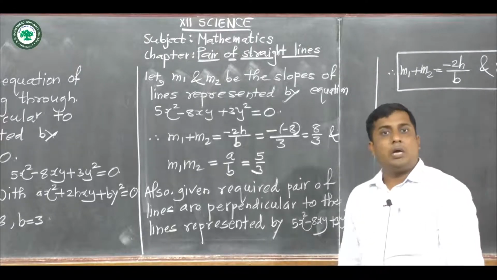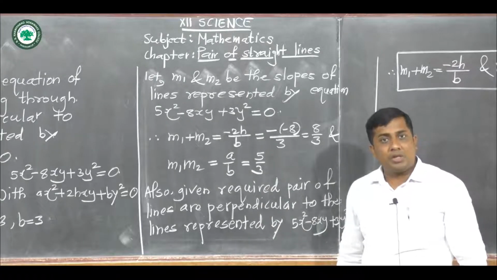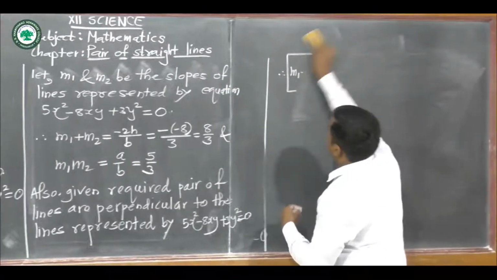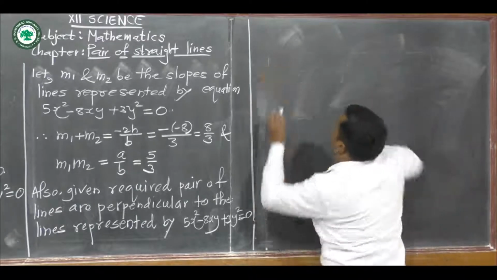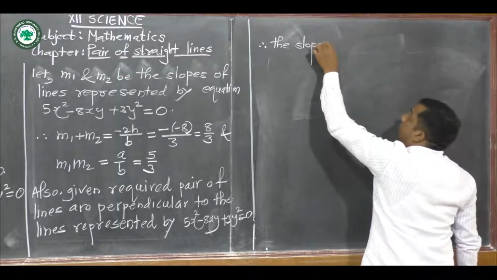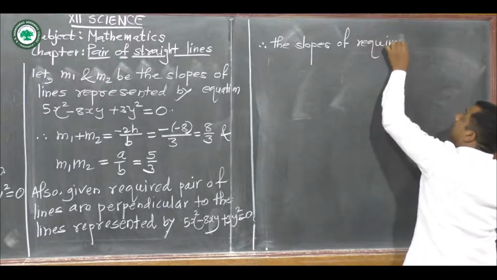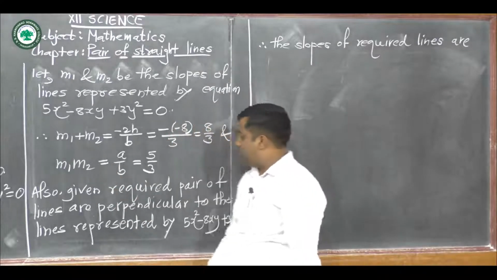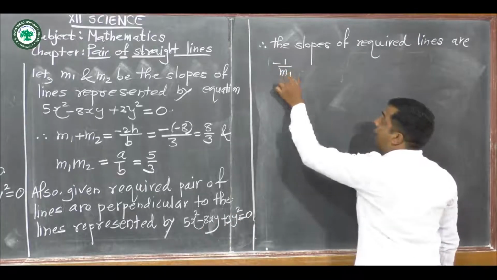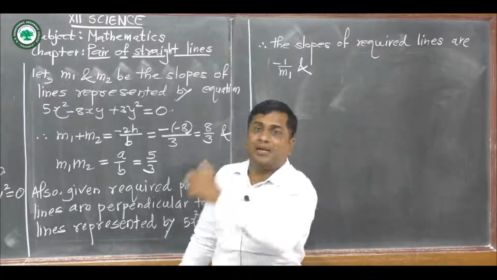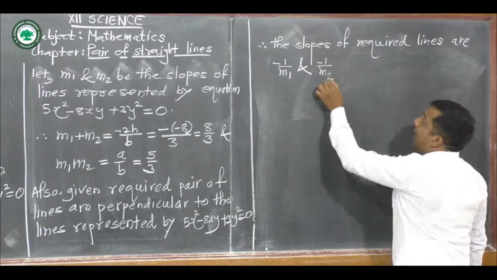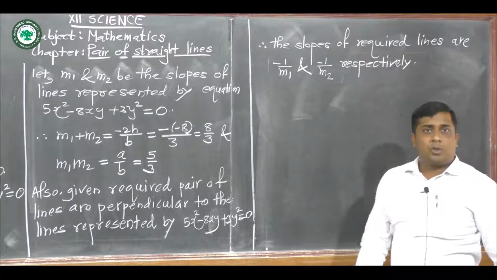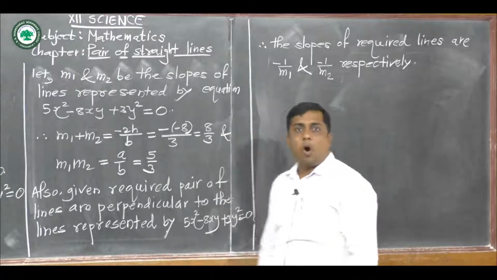Since required lines are perpendicular to the given pair of lines represented by the given equation, here we get the slope of the required lines. Therefore the slopes of required lines are, since our first line is perpendicular to the line represented by this equation, we get slope minus 1 upon m1, and the second line is perpendicular to the line represented by this equation, so we get minus 1 upon m2, respectively. Okay, so here we know the slopes. Let's find the equation of required lines.